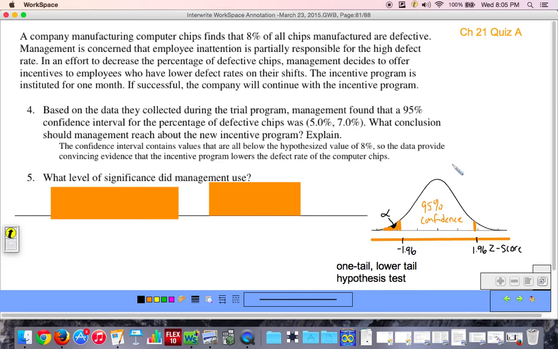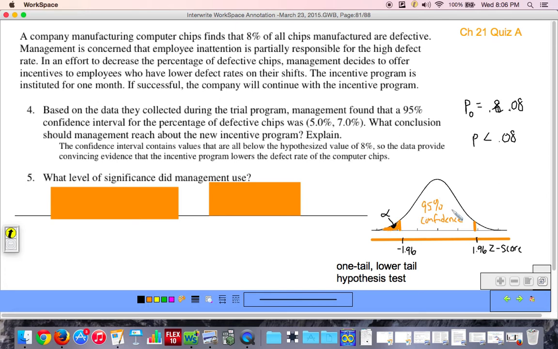We also know that our p-naught was equal to 0.08, or 8%. And our alternative hypothesis would be p less than 8%. So this tells me I have a one-tail, lower-tail hypothesis test. Well, what would the significance level be? Our alpha level or significance level is this shaded area right here.